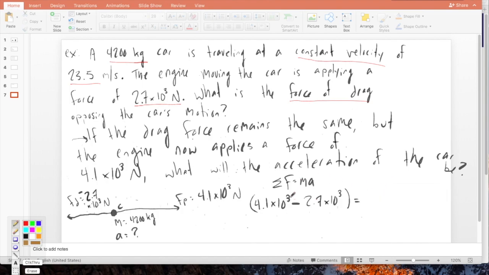Here's a quick trick about scientific notation. If both numbers are times 10 to the same power, you can just go ahead and subtract the numbers here. So 4.1 minus 2.7 is 1.4. So that's going to be 1.4 times 10 to the third. Am I done? Is that my answer? No. What have I just found? I found the net force. I found the total overall sum of the forces.